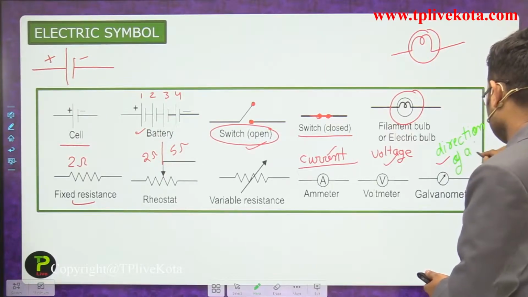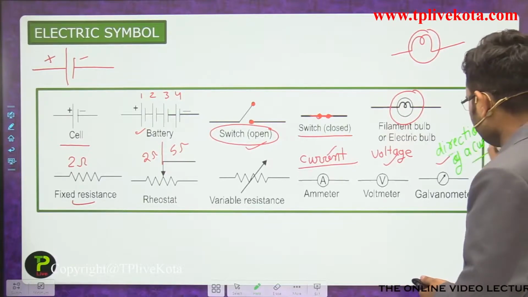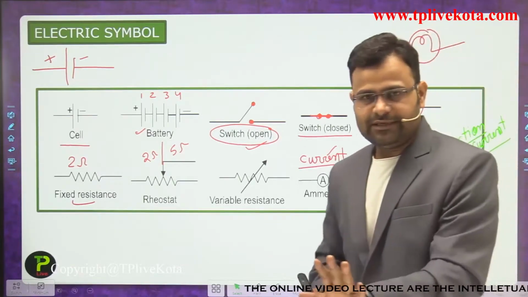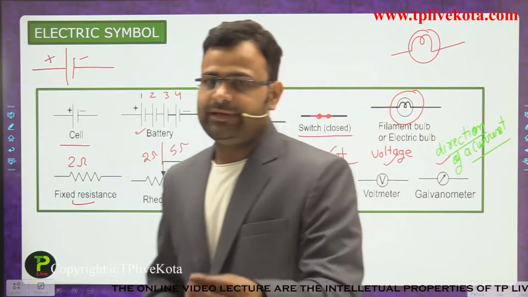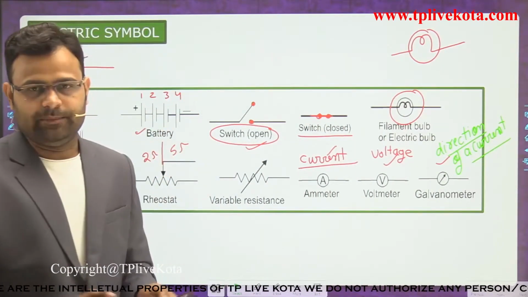Okay, students. So the third one shows the direction of current. These are the symbols used whenever we discuss electrical appliances.